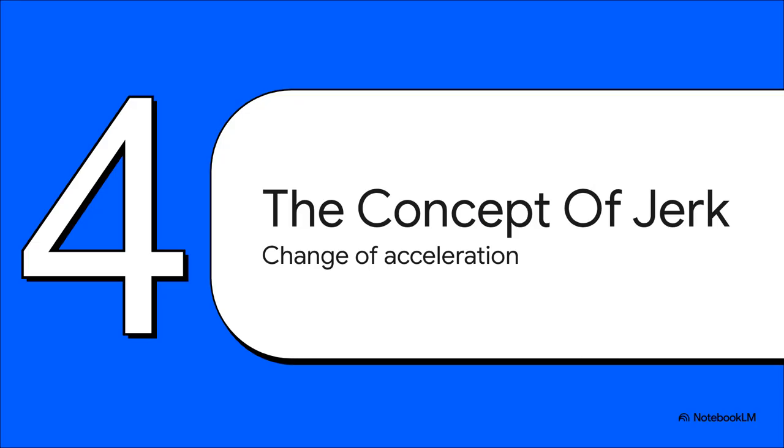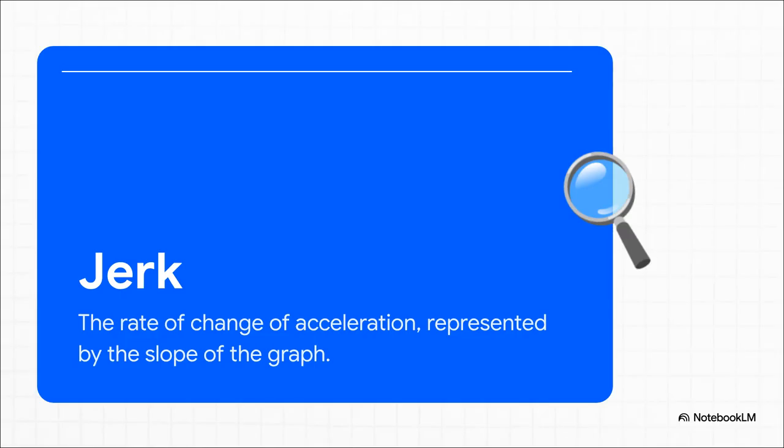All right, Section 4, the concept of jerk, the rate of change of acceleration. Now, I kind of want to wake you up with one of my all-time favorite scientific terms, which is also introduced in the BJU's material. It honestly sounds like an insult, but it's actual physics. Jerk. By definition, jerk is the slope of the acceleration graph. It is literally the rate at which acceleration itself changes.